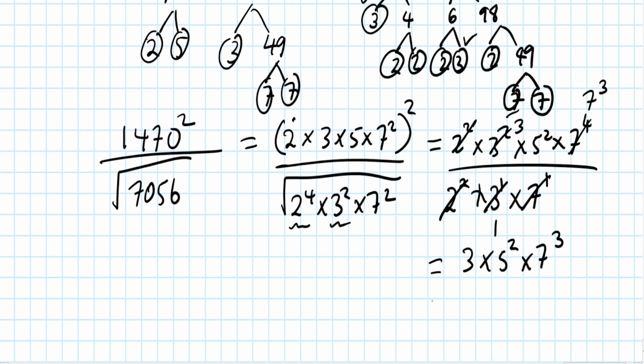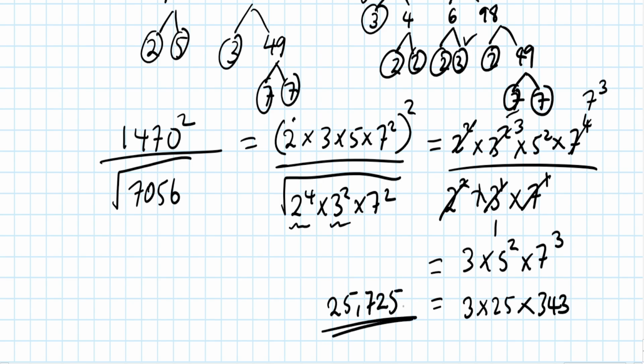So 5 squared is 25 times 3 times 7 cubed, which is 343. So times 343, let's see how much it's going to give us. 3 times 25 times 343 is going to be 25,725. So 25,725 is our final answer. Yep, let's go to the other question now.